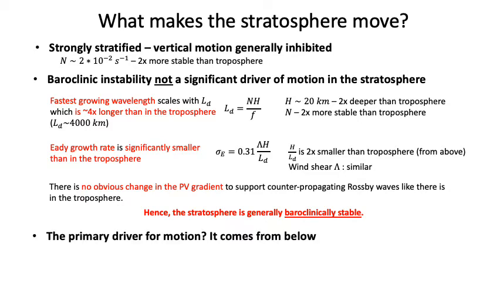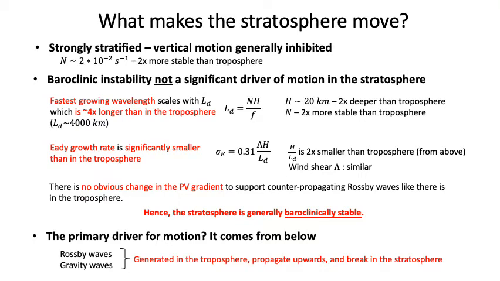So what does make things move? The primary driver for motion just comes from below. So this is Rossby waves and gravity waves, and particularly Rossby waves, which are generated in the troposphere in the same way that we've been talking about this whole time, especially recently. And then they propagate upwards and then break in the stratosphere. So we have a source of Rossby waves in the troposphere, and we have a sink of them in the stratosphere. So hopefully that's ringing a bell from what we've been talking about recently, as we'll come back to that in a moment. So the horizontal circulation in the stratosphere.